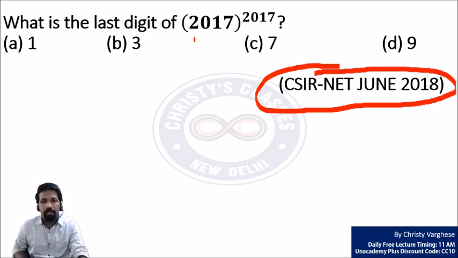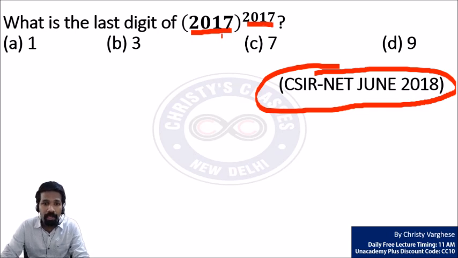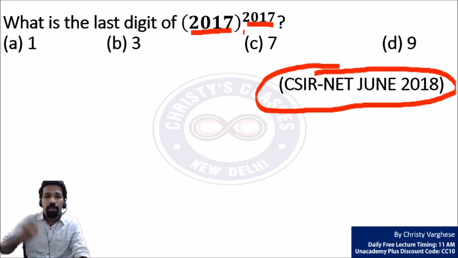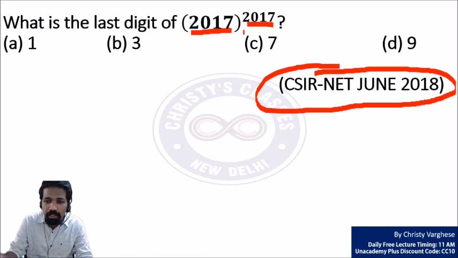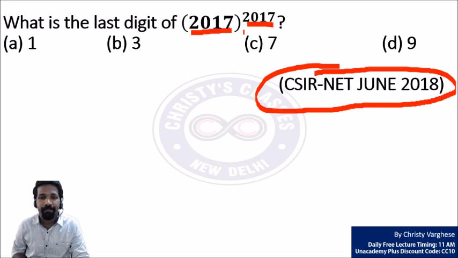So what is the last digit of 2017 raised to 2017? When you see the question, what is the main challenge? This is a 4-digit number, and this is a 4-digit number in the power. Base even if we can manage, but power is 2017 means you have to multiply the number 2017 times with itself. So definitely multiplying and finding the last digit is not possible. Analyzing the last digit's property is the most important thing.